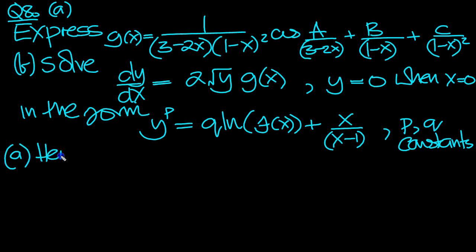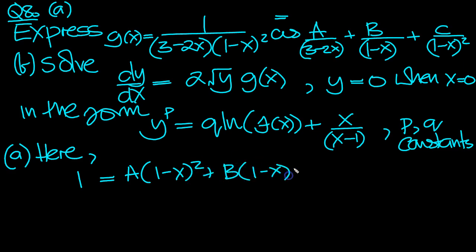So here we see that if this is equal to that, then multiplying through by the denominator gives 1 on the left is equal to A times the 3 minus 2x will cancel and the 1 minus x bracket squared will be left, plus B. Just one of the 1 minus x's cancels, and we've got the other two terms, plus C, and here we're just left with the 3 minus 2x bracketed term.